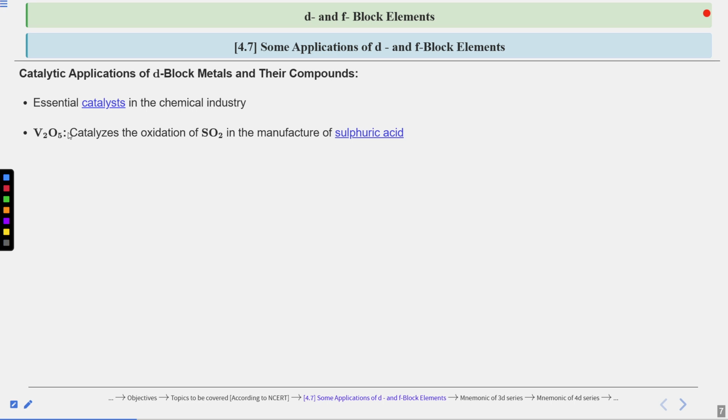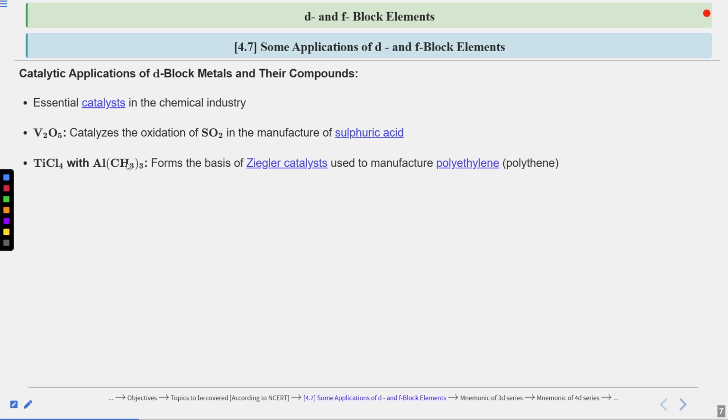Some of them are V2O5, vanadium oxide, which catalyzes the oxidation of SO2 in the manufacture of sulfuric acid. Now, where do we use this vanadium oxide, a D block metal compound? In the catalyzation of oxidation of sulfur dioxide during the manufacture of sulfuric acid, H2SO4. In this process, we use vanadium oxide as a catalyst to increase the rate of reaction.